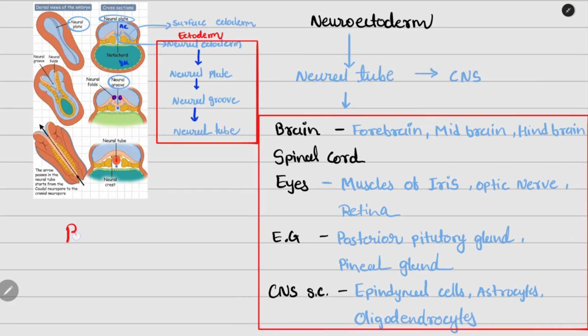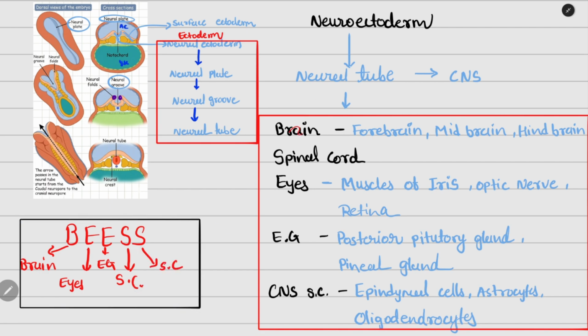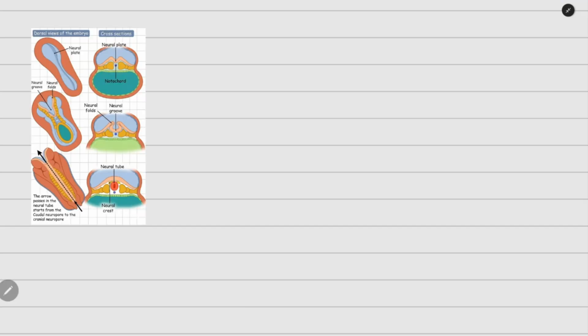I have a mnemonic for neuroectoderm derivatives and it is BESS. B is brain, E is eyes, this E is for endocrine glands, S is for spinal cord, and the second S is for supporting cells. So this is BESS. And now we will move forward and let's see the surface ectoderm.